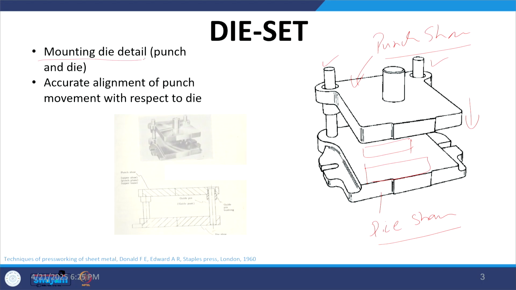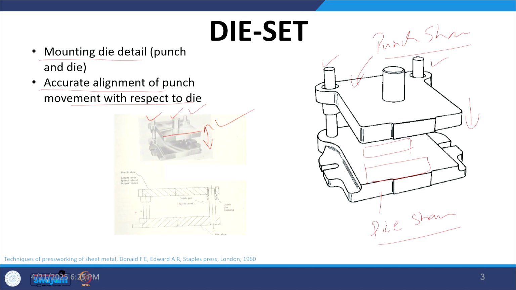The die set is particularly used for mounting the die details like punch and die, and for ensuring smooth operations of punch and die and producing the parts as per requirement, it is important that the relative movement between the punch and die is perfectly aligned. So, the die set helps in ensuring accurate alignment of the punch movement with respect to the die. This is the real photograph where we can see the pillars or rods that ensure the parallel movement of the punch shoe with respect to the die shoe, and these two remain parallel to each other when the movement is taking place.